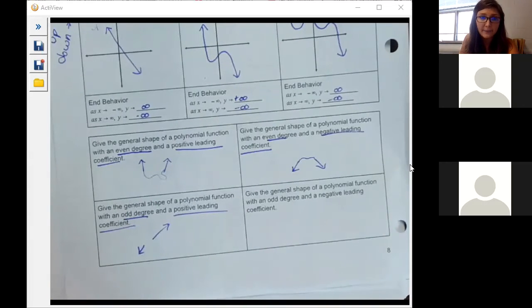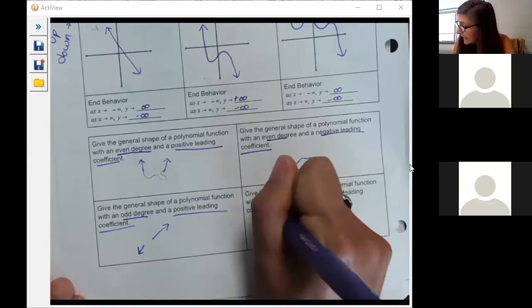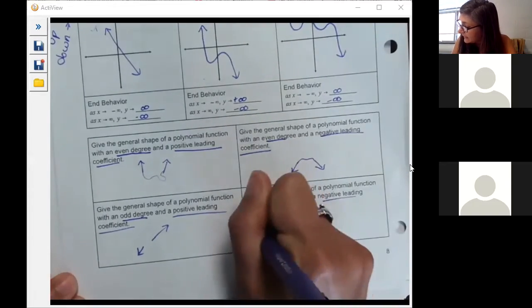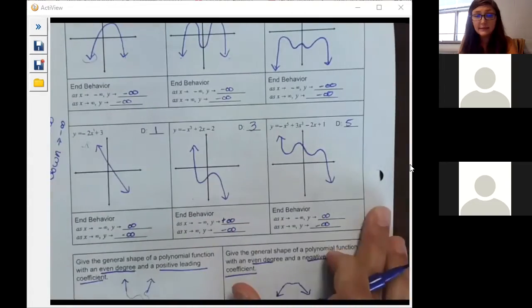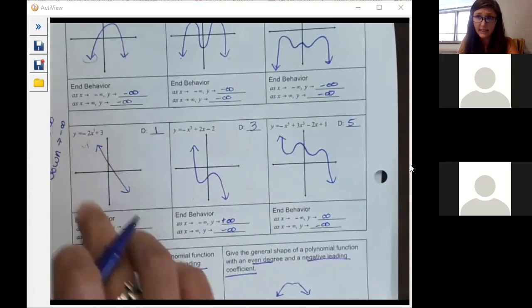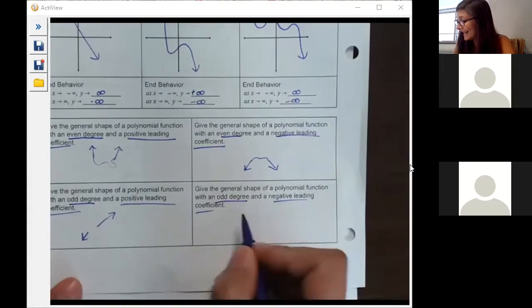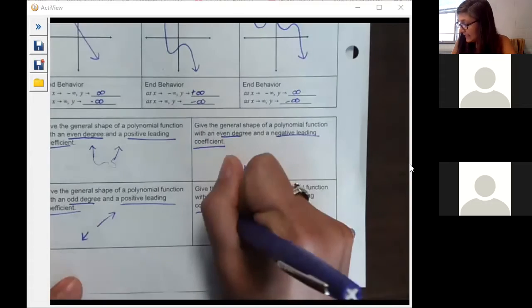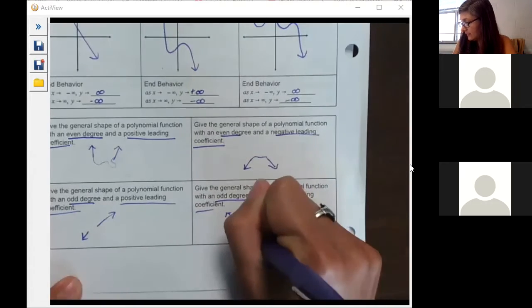Remember, odds go opposite. Those odd degrees with a negative leading coefficient, like these guys, our general trend is going to be down, like a line with negative slope. So we know because it's odd, our ends go opposite. If it's negative, I'm going to think of something with a negative slope.